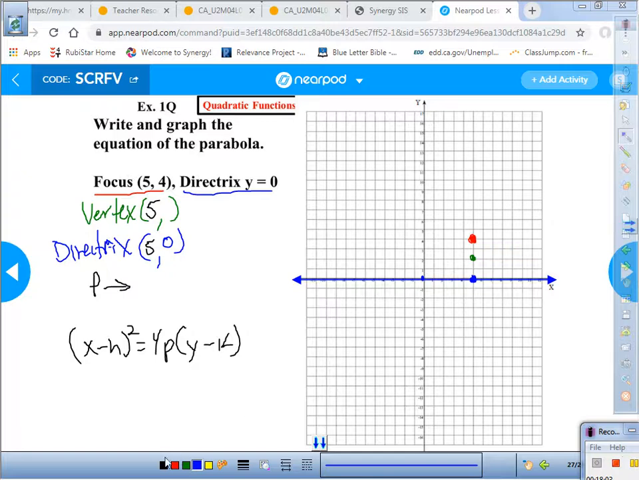All right. Let's see if we remember how to find p. We take the y value of what? Of the focus. And the y value of what? Directrix. We subtract those, 4 minus 0, and then we divide by 2, because it's how many distances? 2 distances. 4 divided by 2, so this is 2.